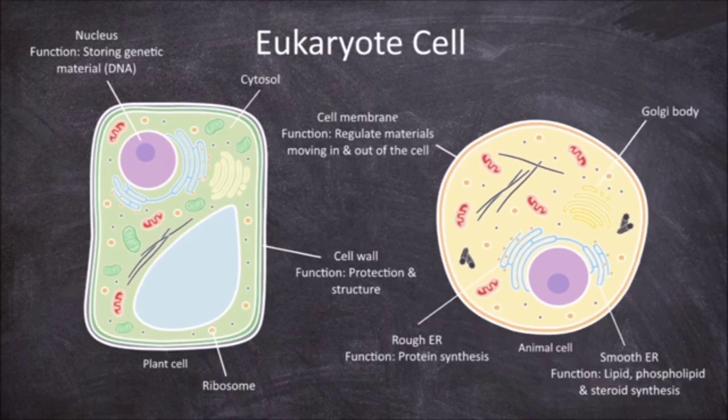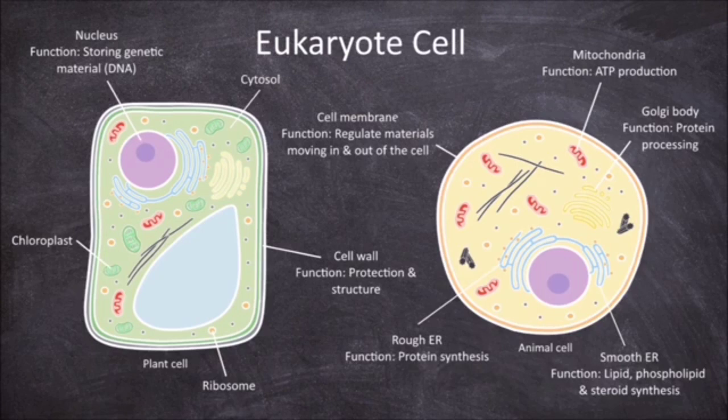The function of the Golgi body is in protein processing. Structures called the mitochondria are also found within the cell. They are double-membraned organelles that function in the production of energy in the form of ATP. Plants have additional organelles called plastids, such as the chloroplast.